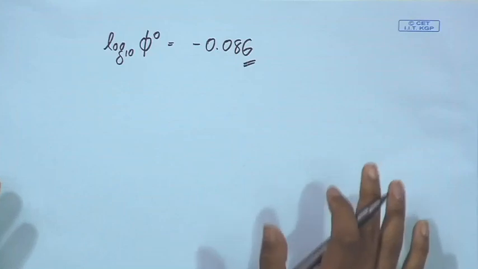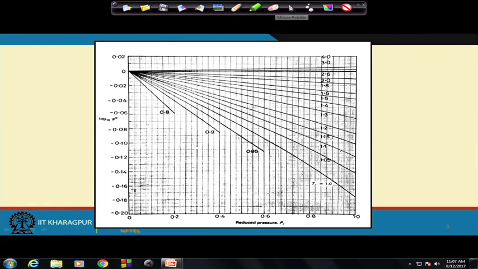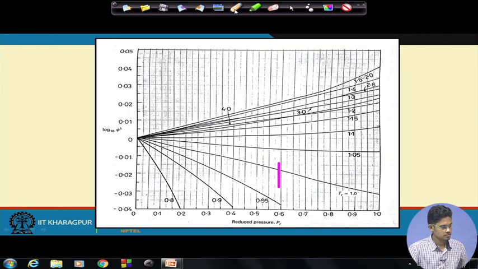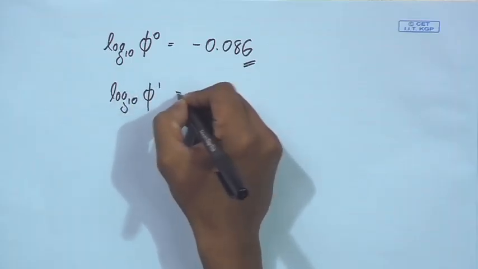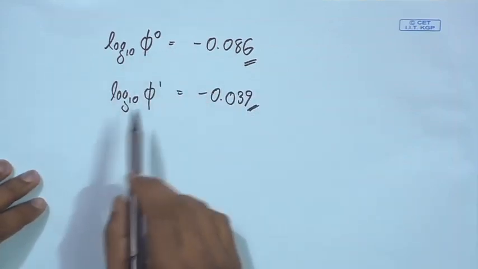Now as we are using a 3-parameter model, we need to find out the log phi 1 value as well. So we go to the next chart. Here we are having reduced pressure 0.4, we go up, we reach the reduced temperature line 0.9 and we go horizontally, and we get the value of log phi 1 around say minus 0.039. So we got log phi 0 value, we got log phi 1 value.